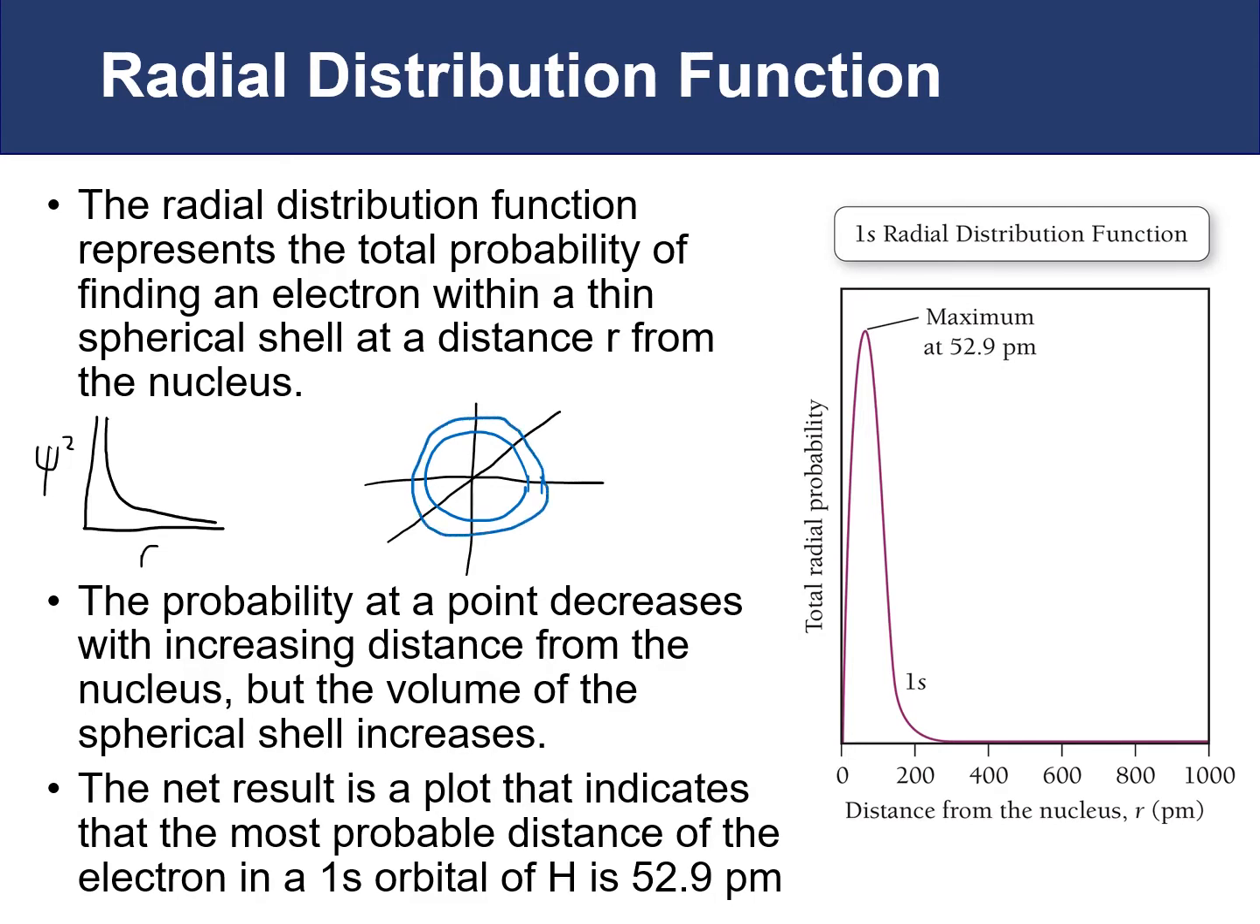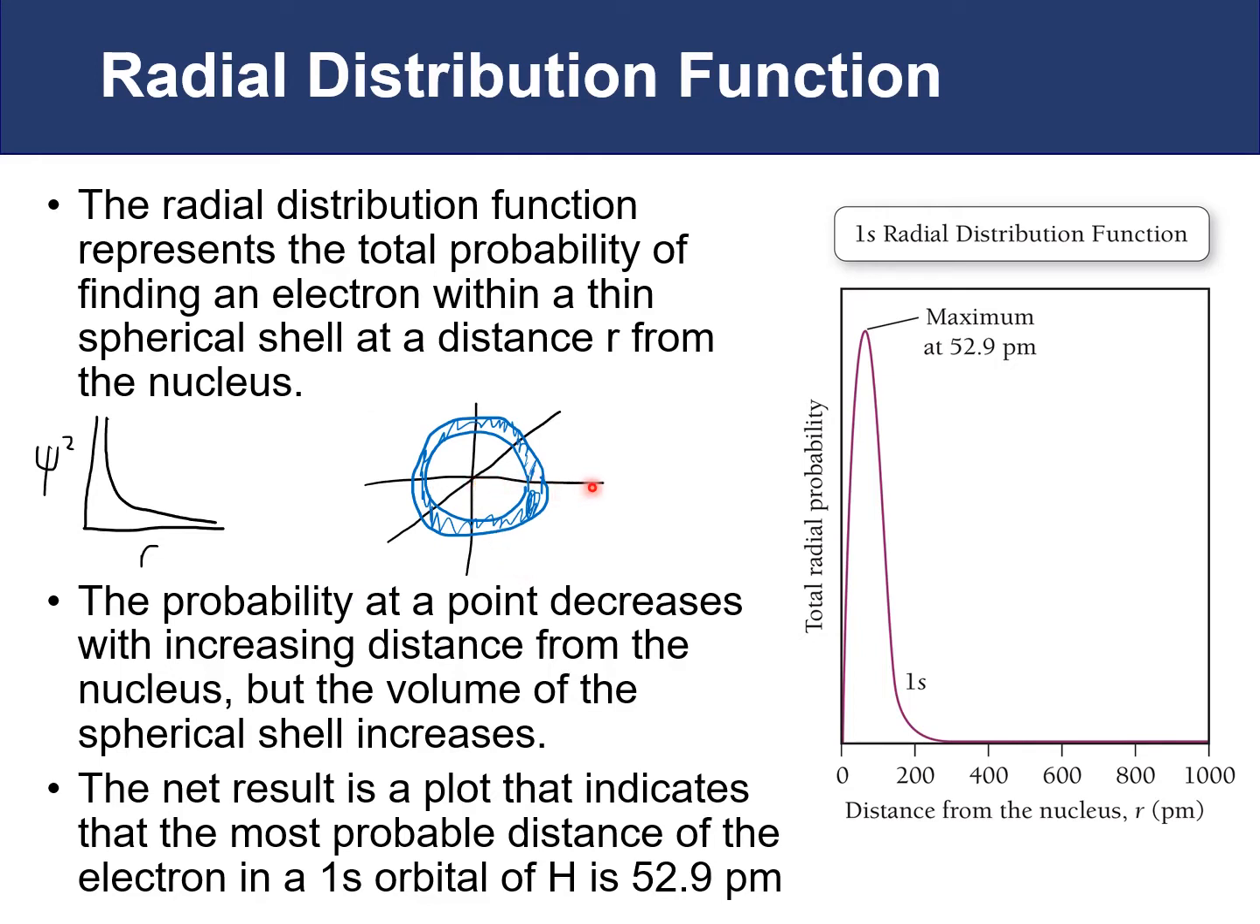You can think about it sort of like a candy coating, a thin shell around a void of space. So what we're interested in is what is the probability of finding an electron at a particular distance from the nucleus. And because we're mapping it out three-dimensionally, that would be a thin spherical shell. So from our probability distribution function, which is this one here, the probability at a particular point decreases with increasing distance from the nucleus. But the volume that we're mapping out here increases as the shell increases.